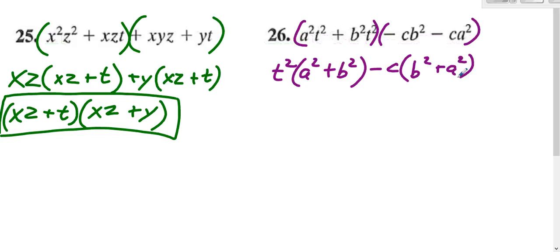It's maybe a little bit tricky because they're out of order. A squared plus b squared and b squared plus a squared, but obviously that's the same thing. So it works. A squared plus b squared is one of our factors, and then the front, t squared minus c, that's the other one.